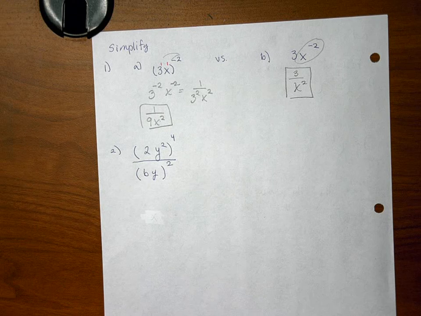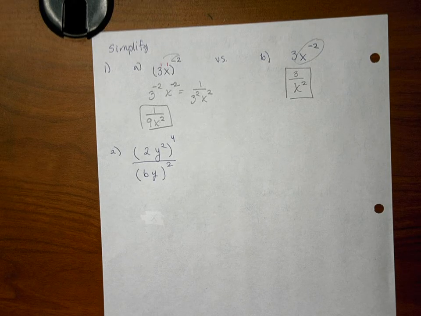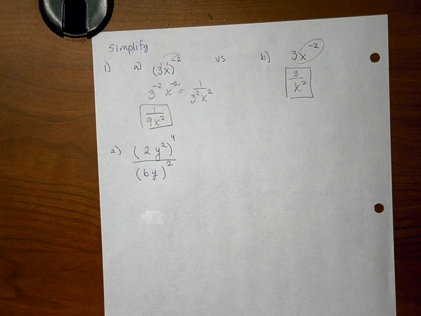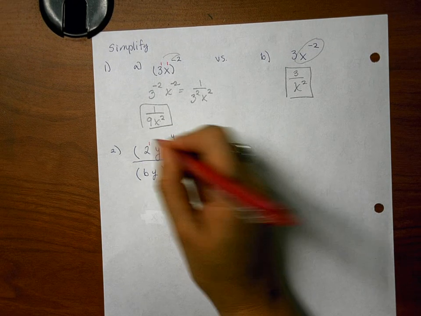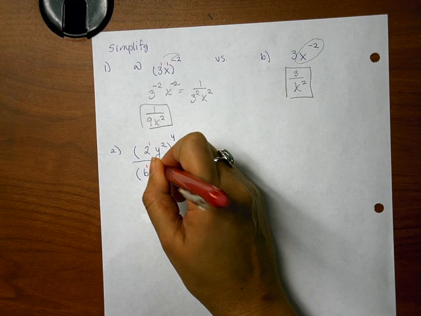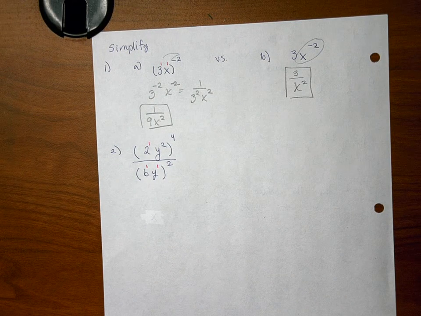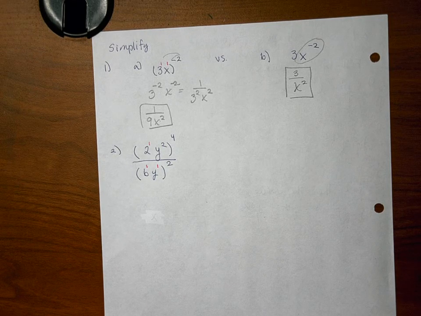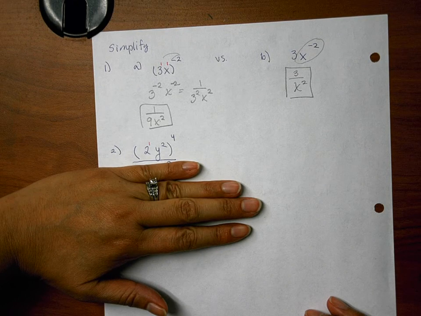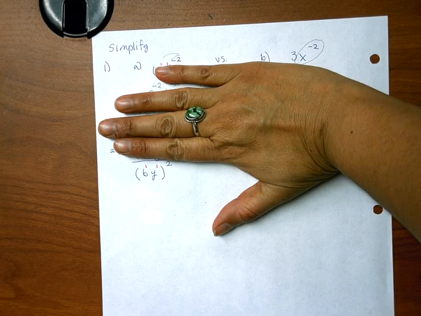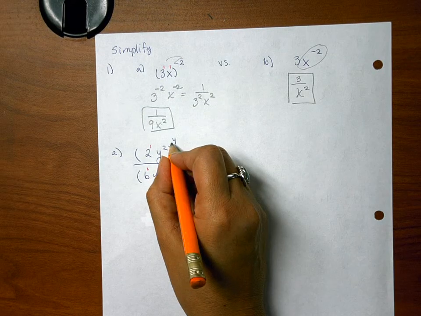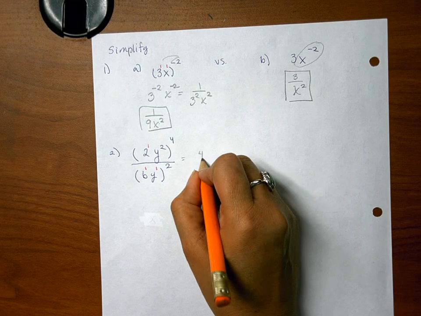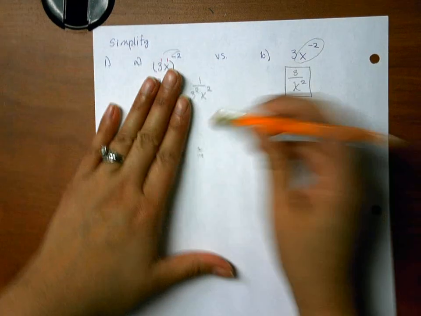Parentheses 2y squared, close parentheses, 4th power, over parentheses 6y, close parentheses, squared. Okay, so I have parentheses with big power, so I am going to distribute. I'm going to go ahead and put my 1's in. I need a 1 there, a 1 there, and a 1 there. And since it's not one big parentheses, I'm going to distribute the 4 only at the top and the 2 only at the bottom.